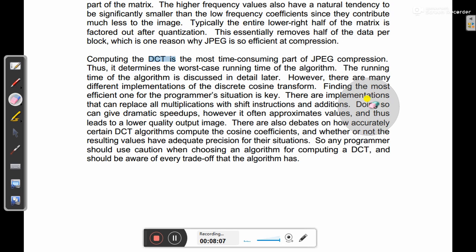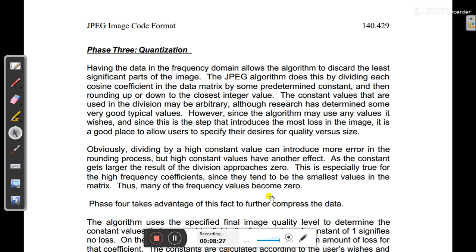There are also debates on how accurately DCT algorithms compute the cosine coefficient and whether or not the resulting values have adequate precision for their situation. So any programmer should use caution when choosing an algorithm for computing a DCT and should be aware of every trade-off that the algorithm has.